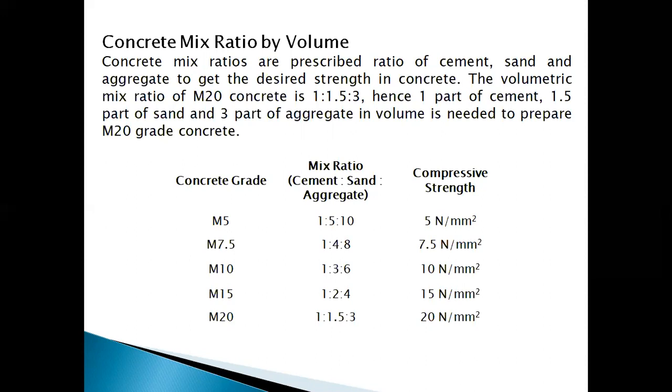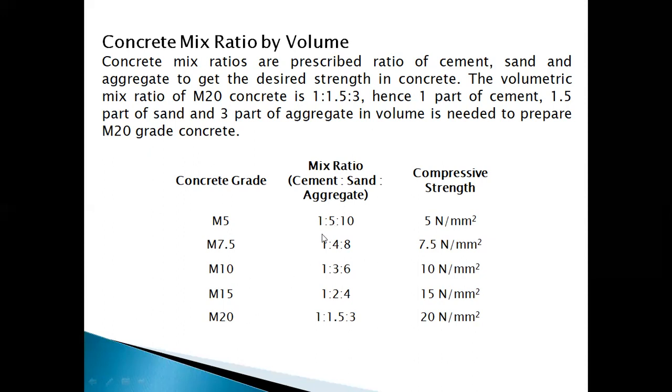The volumetric mix ratio of M20 concrete is 1:1.5:3. Hence, one part of cement, 1.5 parts of sand, and 3 parts of aggregate by volume are needed to prepare M20 grade concrete. So here are the concrete grades and mix ratios: cement, sand, aggregates, and their compressive strength. Concrete grades M5, M7.5, M10, M15, and M20 are mainly used in buildings.